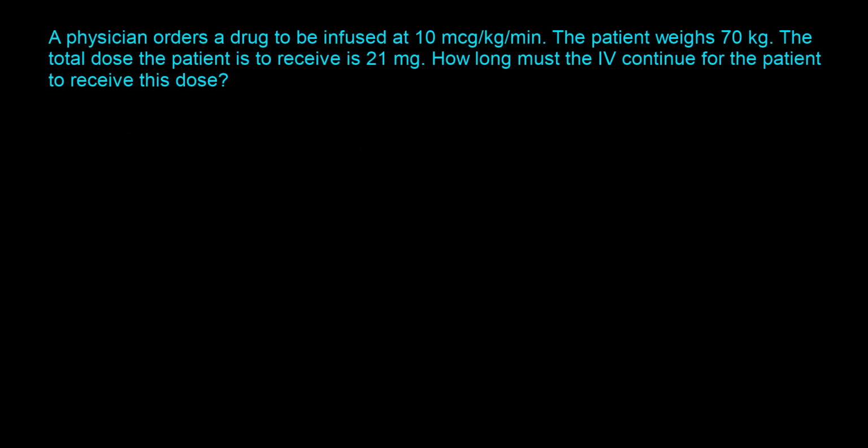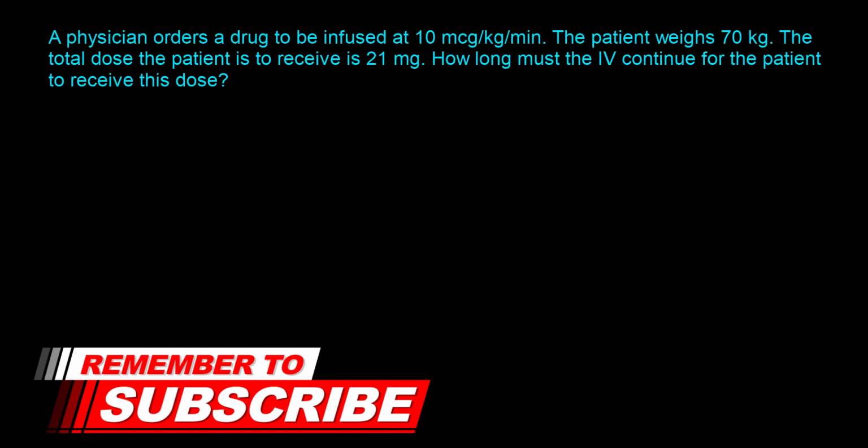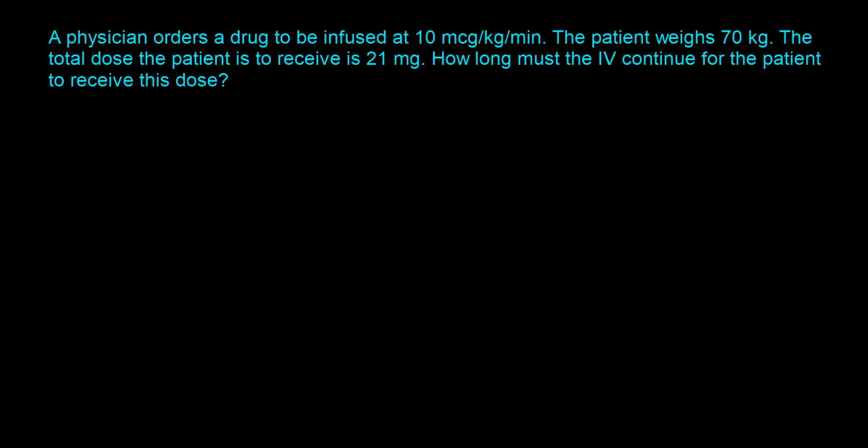This question says, a physician orders a drug to be infused at 10 microgram per kilogram per minute. The patient weighs 70 kilograms. The total dose the patient is to receive is 21 milligrams. How long must the IV continue for the patient to receive this dose? So the first thing we need to do is to determine the rate for this particular patient.